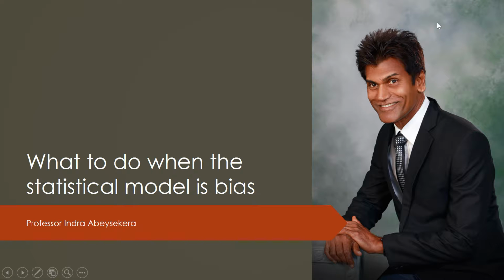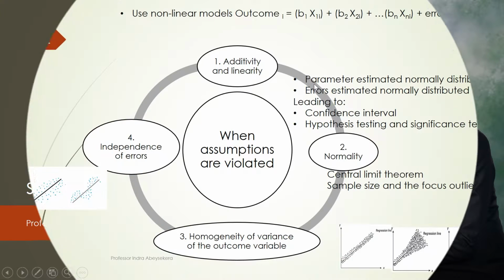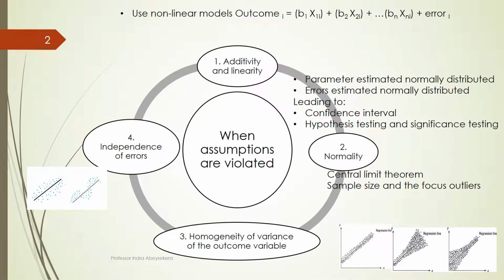Statistical model is found to be biased. So there are four aspects that we need to examine about the bias: additivity and linearity, normality, homogeneity of variance, and independence of errors.